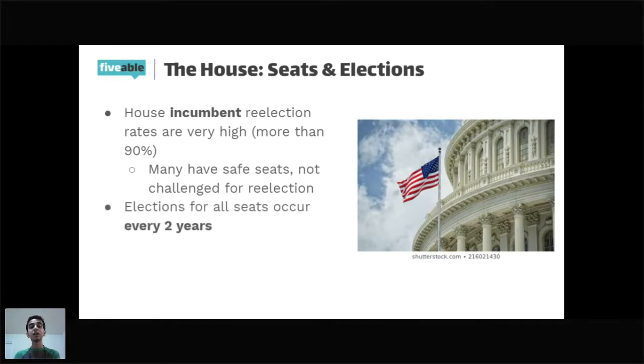There are elections that are held for all seats every 2 years, and they take place within that congressional district. So this is also a key difference between the Senate and the House.